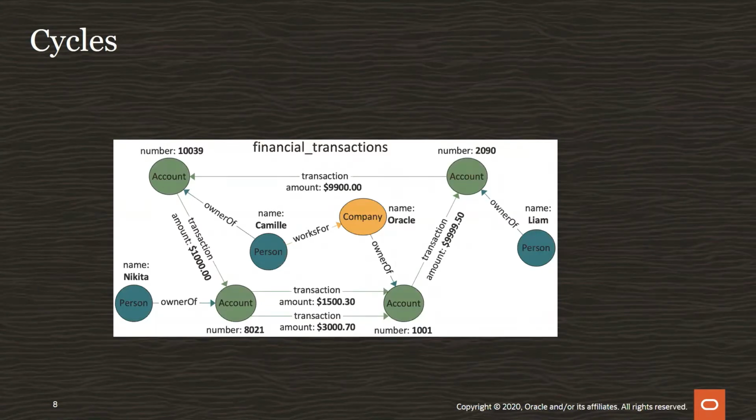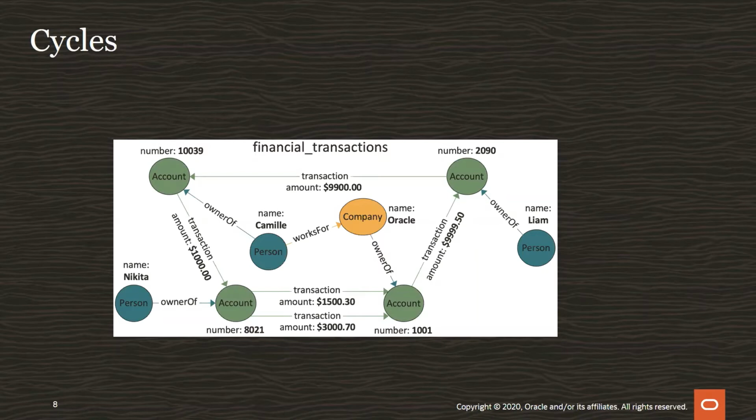From this image, let's look at the extreme right of the picture, where we can see that the person Liam, who is the owner of account 2090, is making a transaction close to $10,000 to account 10039. That account makes another transaction of $1,000 to the account mentioned below, 8021, which belongs to the owner Nikita. Nikita, in turn, makes a transaction of $1,500, and also a transaction of $3,000 to the fourth account, which is 1001. Then from that account, close to the initial $10,000 goes back to the original account that initiated the transaction, which is again 2090.